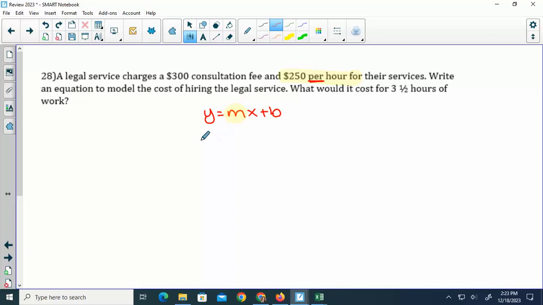So my equation, you have to pay 250 every hour, so 250x, plus your b, the y-intercept, that's a one-time cost. What do we only pay once? The 300. So that's my equation.